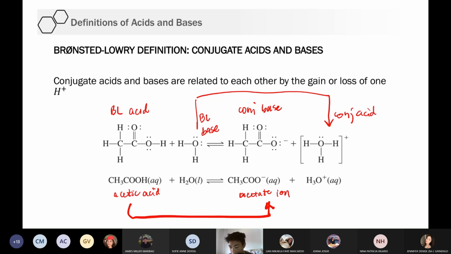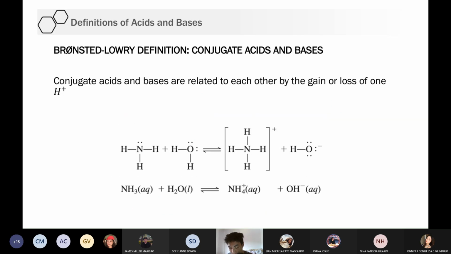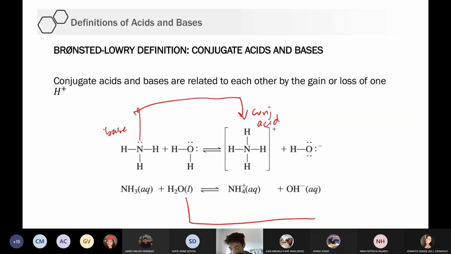So, yan lang. Another example. Ay, hindi. Nabigay na pala to kanina. Nabigay na to sa drawing. Okay, so alam nyo na dito that ammonia, this is the base because pagdating sa product side, nadagdagan siya ng H. So, we will call this product the conjugate acid. Yung water naman, this is the acid. Kasi pagdating sa product side, it lost a proton. So, ito ang tawag sa kanya ay conjugate base.